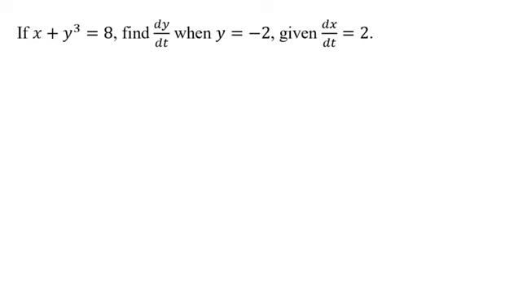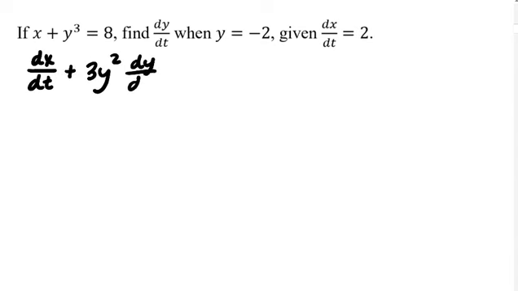So find dy dt when y equals negative 2, given that dx dt equals 2. We need to take the derivative of both sides of this equation with respect to t. So I'm going to take the derivative of x with respect to t, and that's dx dt. And I'm going to add 3y squared dy dt. And the derivative of 8 with respect to t is going to be 0.